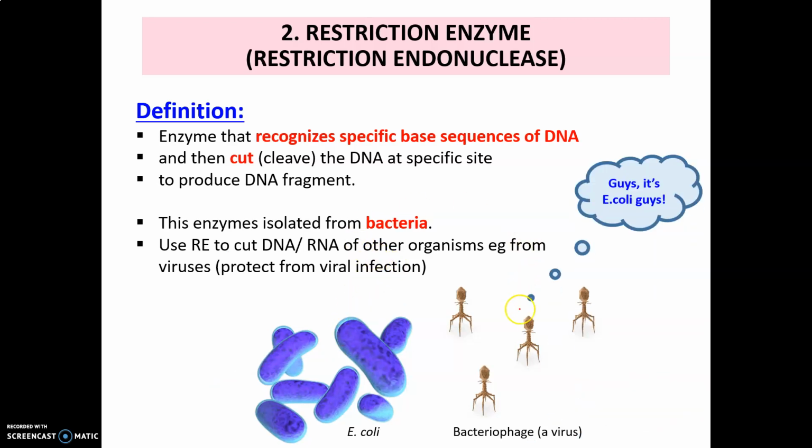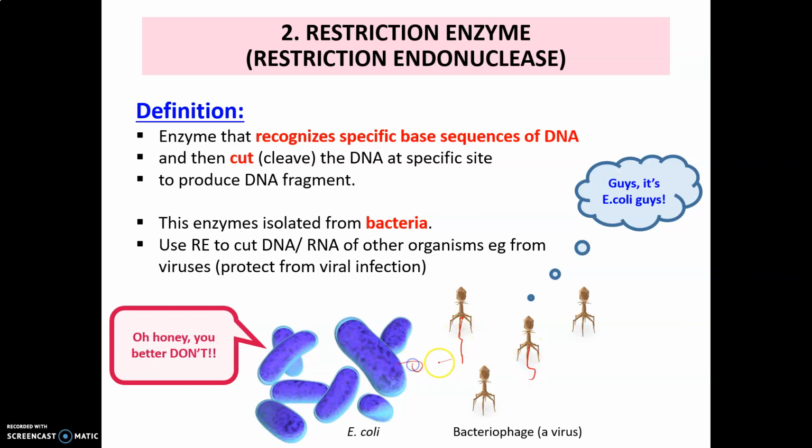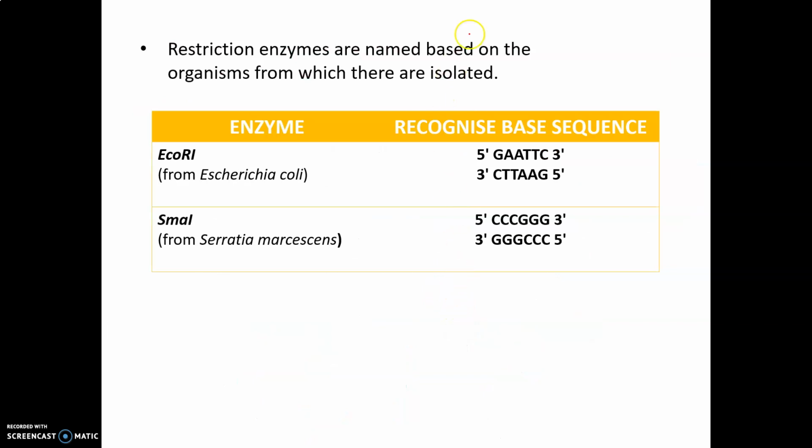Okay. Let's say lah we have this bacteriophage, E. coli guys, and then bacteriophage cakap apa? Oh honey, you better don't, because bacteria akan eventually, it's not like kill the bacteriophage, but after that dia akan damage the DNA of the bacteriophage. Dengan adanya restriction enzyme yang akan cut the DNA into pieces lah, prevent internal replication. Okay. The restriction enzyme are named based on the organism which they are isolated. For example, we have the E. coli tadi, kita ada EcoR1.